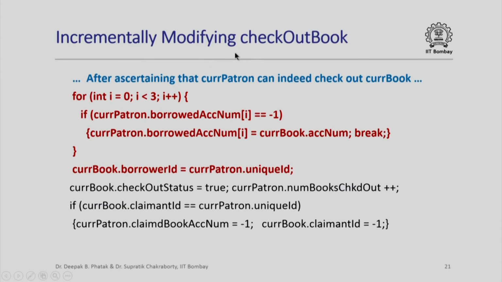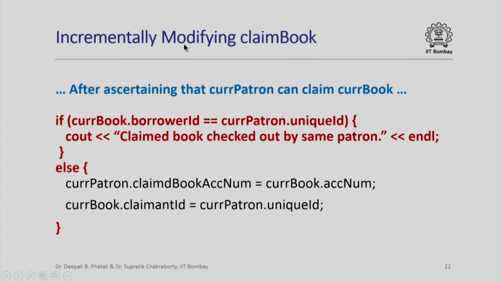So now how would checkout book be modified? Well, after ascertaining that current patron can indeed check out current book, we have to iterate through this array borrowed accession number for current patron, and whenever we find an element of the array that is -1, we can copy the accession number of current book to that entry of the array borrowed accession number for current patron. And of course, we have to copy the unique ID of current patron to the borrower ID member of current book.